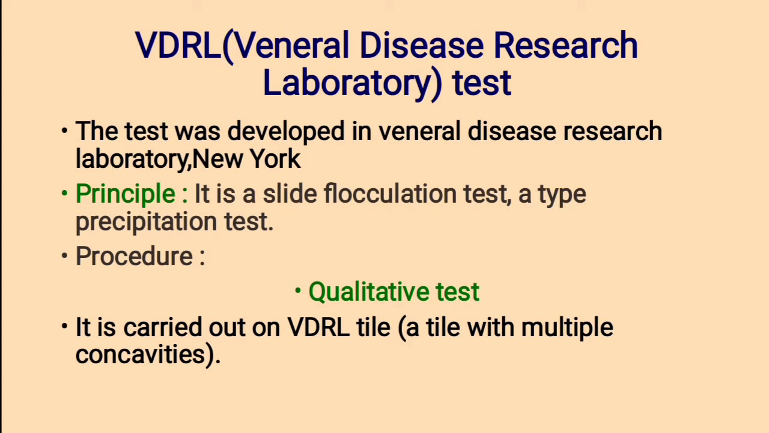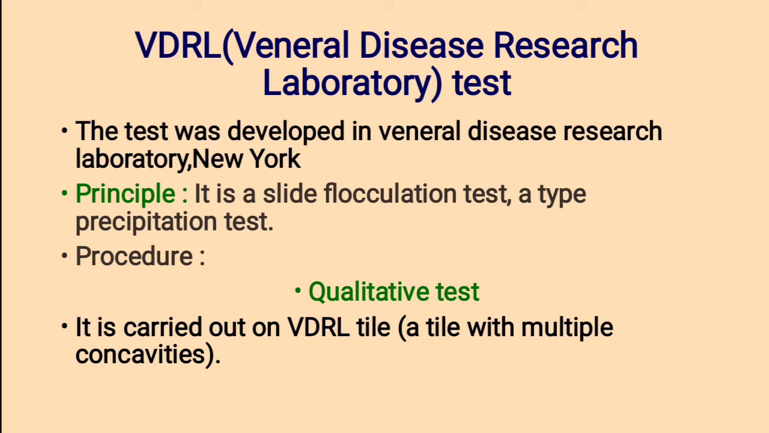First one, VDRL, Venereal Disease Research Laboratory test. The test was developed in the Venereal Disease Research Laboratory, New York. What is the principle of this test? It is a slide flocculation test. It is a type of precipitation test.